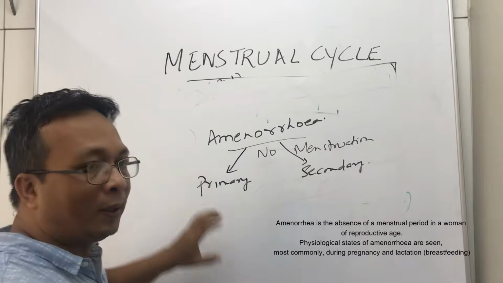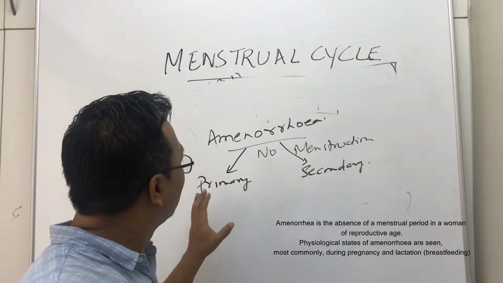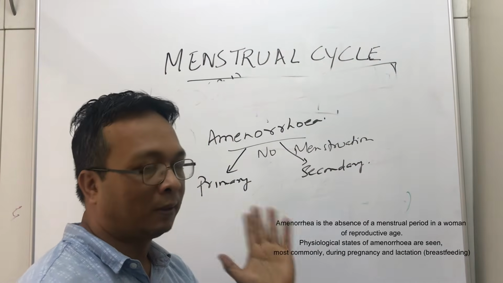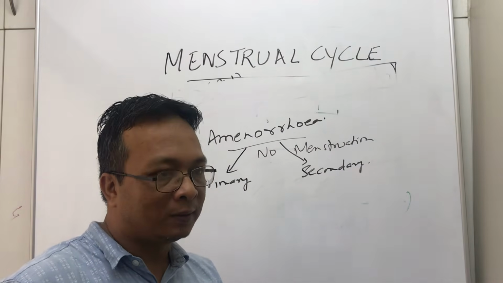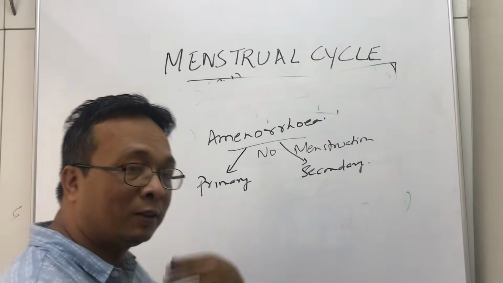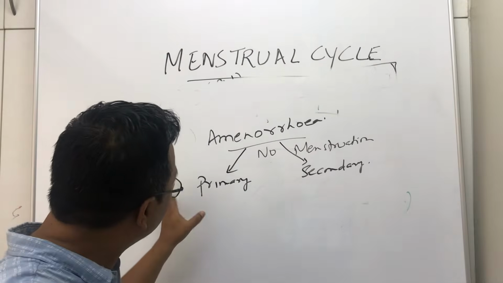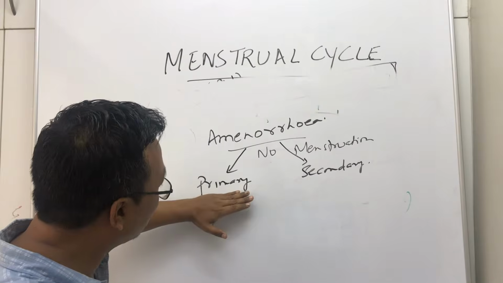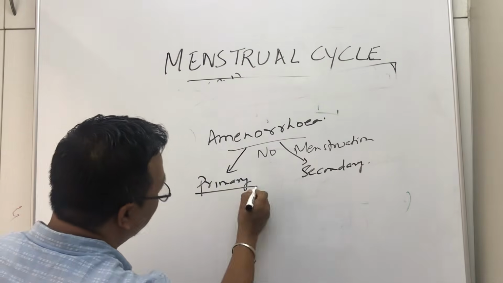Now primary means when there is no pathology. When someone is not menstruating since birth, normally puberty is around 13 to 14 years of age or 15 years of age. When somebody is not menstruating, even if she has crossed 15, 16, and she has never menstruated before, then we put her in a category of primary amenorrhea.